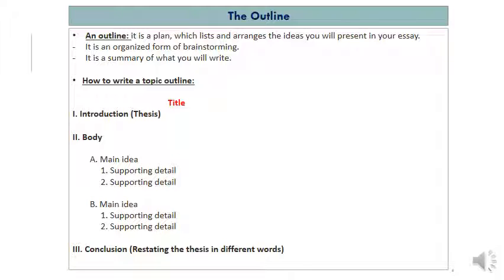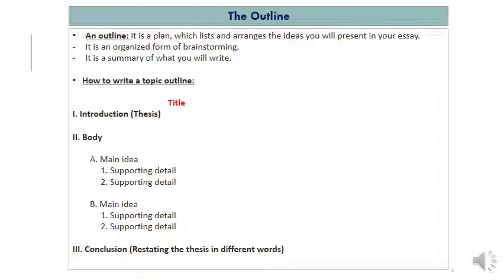It lists and arranges your ideas. It arranges your ideas in order. It makes it easier for you to arrange your ideas. So the outline is a plan which lists and arranges the ideas you will present in your essay. It is an organized form of brainstorming. You organize your ideas in an outline. It is a summary of what you will write. So in the outline, you write a summary of what you are going to develop in your essay.